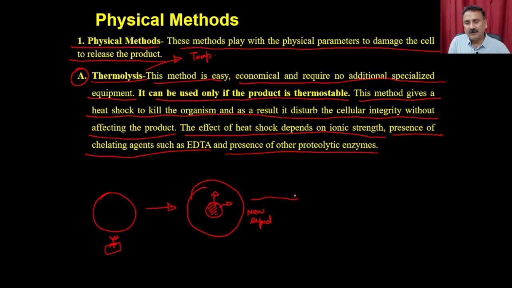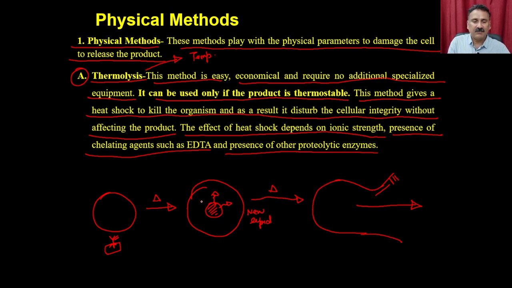Now, if you increase the temperature further, the cell has a capacity only up to a point to provide the new lipid as well as the new protein molecules for the synthesis of the increased surface area of the plasma membrane. As a result, eventually it is going to break. It is going to disrupt because it cannot synthesize that much lipid, and it breaks open.